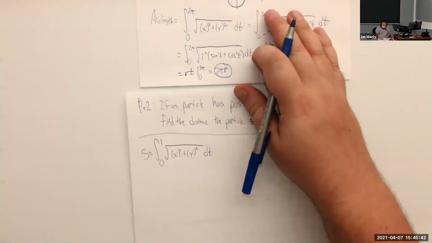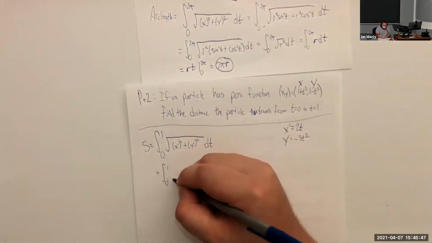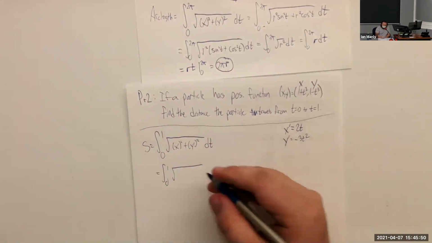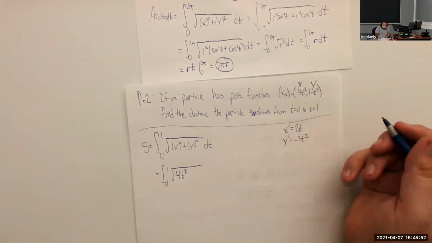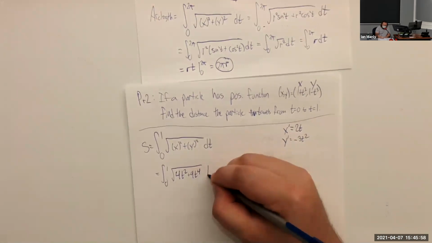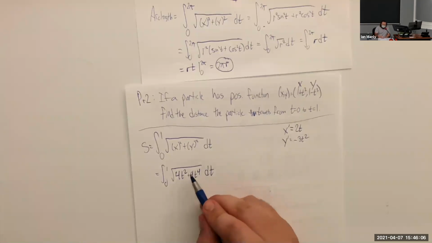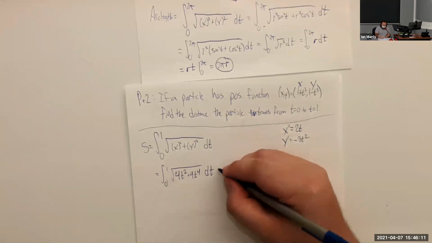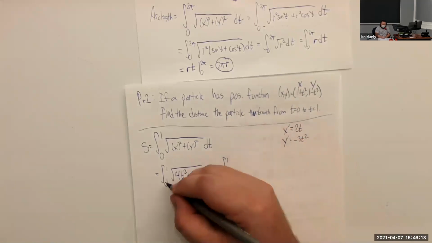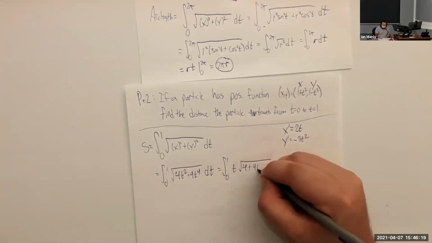Okay, so let's go ahead and substitute the squares of these into here. So we have the square root of x prime squared, which will be 4t squared. And then we add y prime squared, which will be 9t to the 4th. So we just need to do this integral right here. I noticed that I could factor a t squared out of this. If I move a t squared out of the square root, it'll become absolute value of t, but t is already positive. So we can simplify it to be this right here.